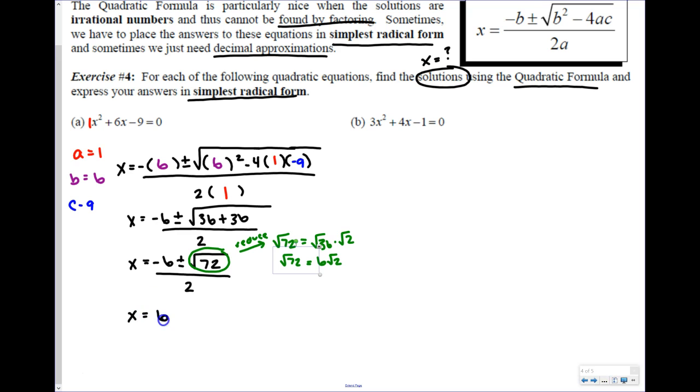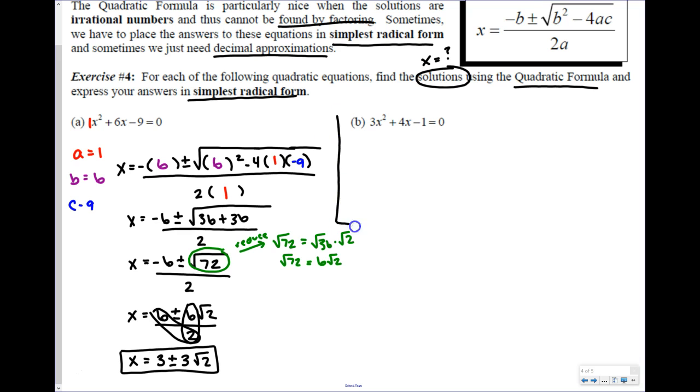And now when I rewrite it down here, instead of writing the square root of 72, I'm going to say negative 6 plus or minus 6 square root of 2 over 2. Okay, last step, I'm going to do my butterfly and divide each of these by 2. 6 divided by 2 is 3, so I get negative 3 plus or minus 3 square root of 2. Okay, that is my final answer.